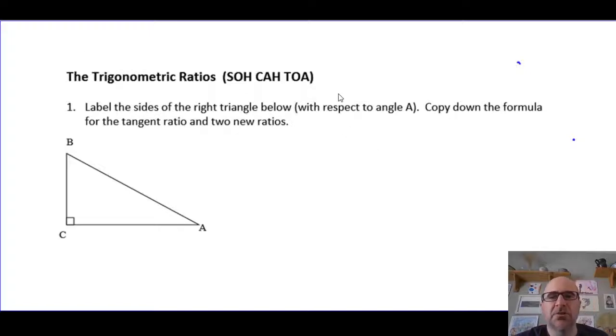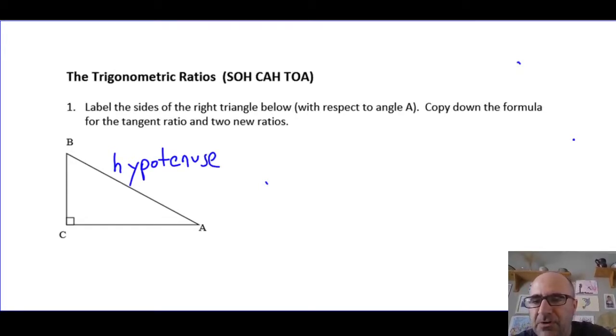So in this lesson, we're going to talk about how we can use the trigonometric ratios, sine, cosine, and tangent, to solve for missing sides in right triangles. In order to do that, we're first going to have to talk about how we can label the sides of a right triangle. One thing you're hopefully familiar with is the hypotenuse. The hypotenuse is always opposite the right angle, and it's always the longest side in a right triangle as well.